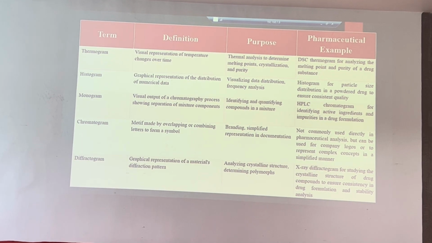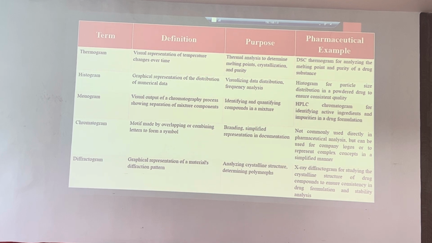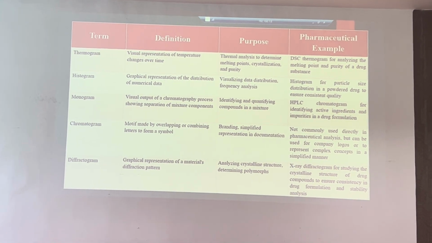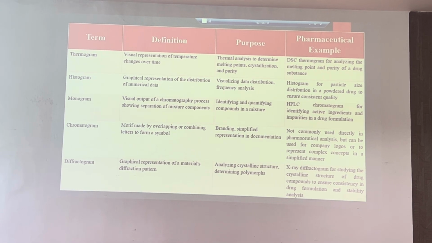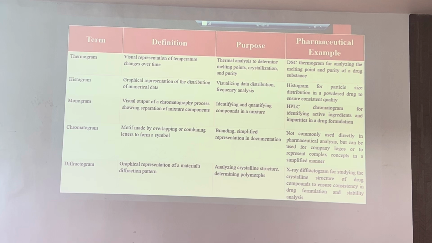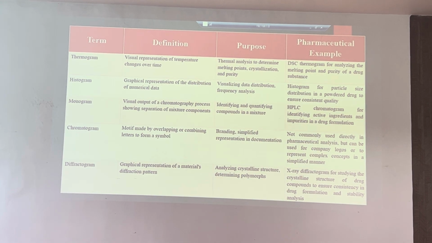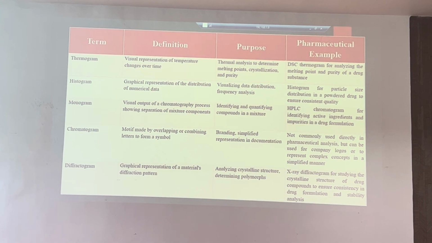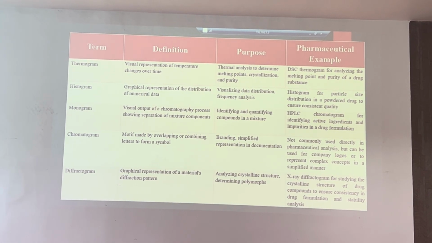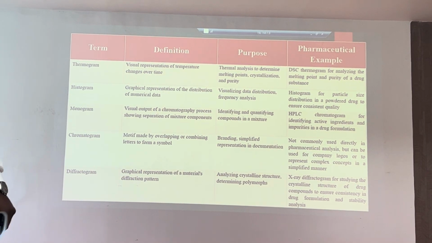Monogram: modify made by overlapping or combining letters to form a symbol. So basically, monogram means if you are representing some symbol, like when you see a chemical bottle, they are representing corrosive or toxic chemical. Whenever you are expressing something through a symbol, then we can call it a monogram.